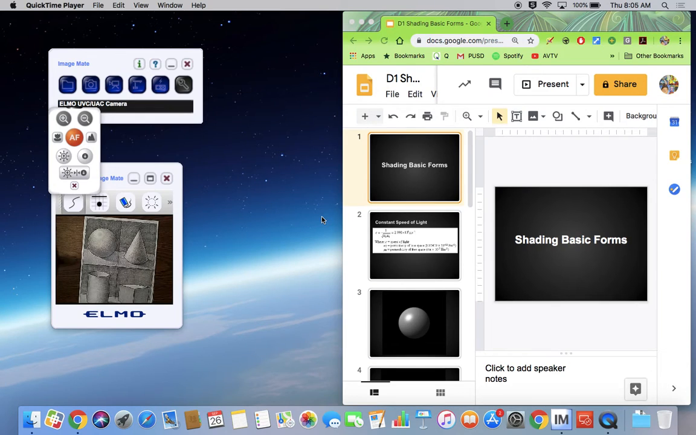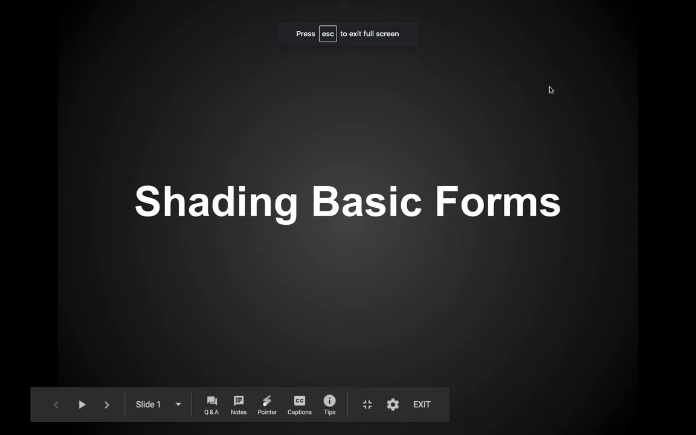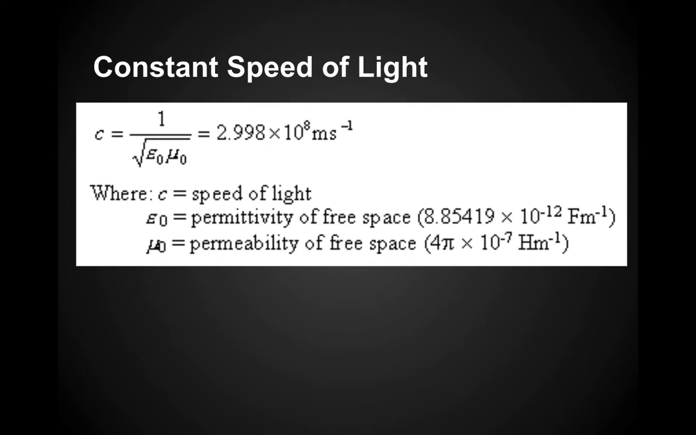So for this video, we are going to look at how to shade the basic forms. And I'm going to start this video in sort of a surprising way by showing a formula. This is a formula that someone might learn in physics about the constant speed of light. And the reason why I begin with this is because this formula illustrates that light can be captured in a formula because it's consistent. Light behaves in completely predictable ways.